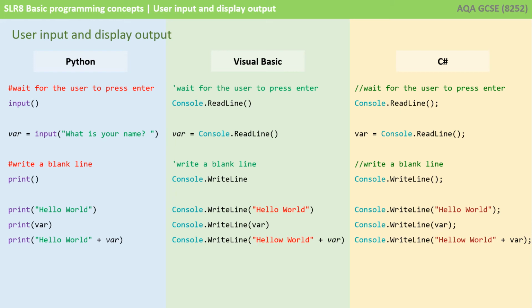And of course, we can tie literal strings and variables together. So the last line in each example here shows how we're printing out the string hello world, and then we're concatenating that to the contents of a variable.